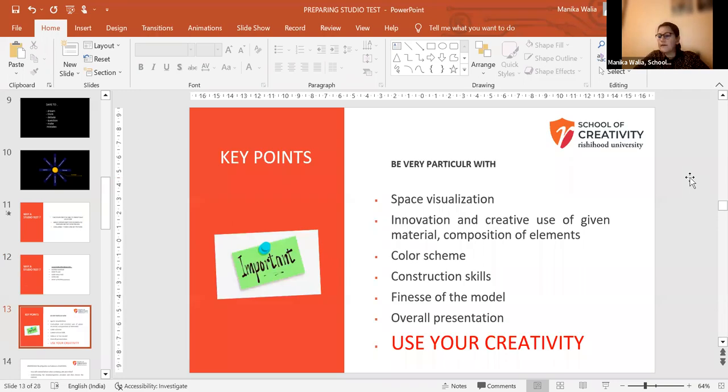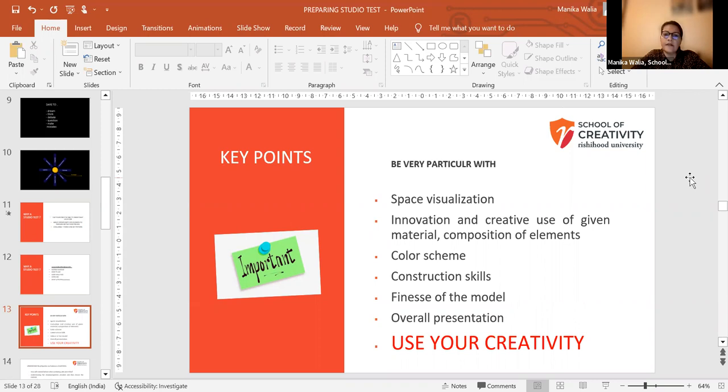Now, when you are talking about these points, you have to be very clear about these particular aspects. First, definitely, you have to do the space visualization. Whatever the space is or whatever the problem they have given you, you have to visualize it beforehand, before you start working on it. You have to talk about the positive and negative, the forefront and background. You have to think in perspective, from various dimensions, and visualize before you actually start developing a 2D into a 3D form.